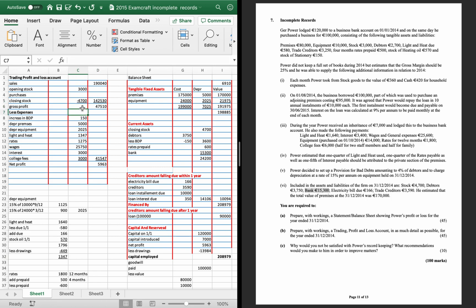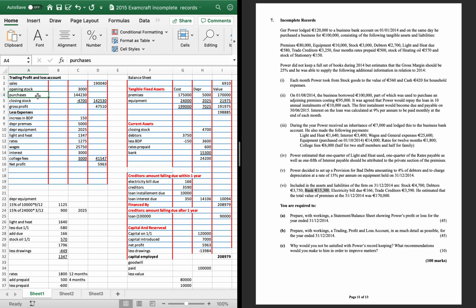So now it's nearly like our capital employed. To find our purchases, it's opening stock plus purchases minus closing stock is cost of sales. So then to find your purchases, work backwards. Take your 142,530, add on the 47, and take away the 3,000. That'll give you your answer of 144,230. If you want to check that that's correct, 3 plus 144,230 is 147,230 minus 47 is 142,530.